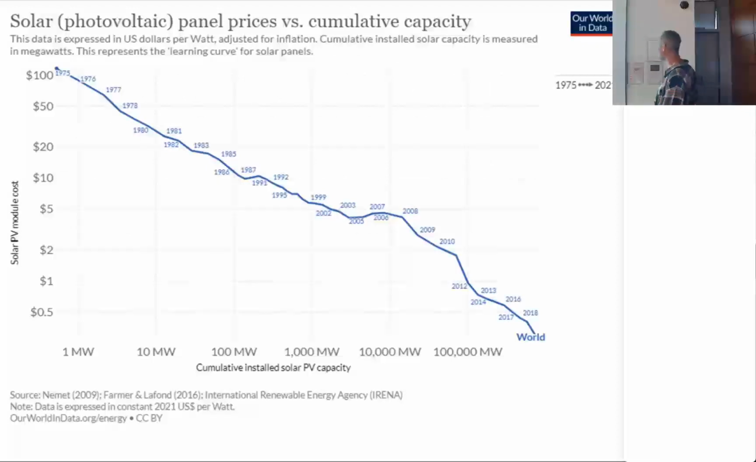This is solar photovoltaics. The years are actually here. This is 1975, and it came from $100 per kilowatt hour. In 2018, it was less than 50 cents, right? That's a factor 200, right? It has come down rapidly. This picture ends in 2018.